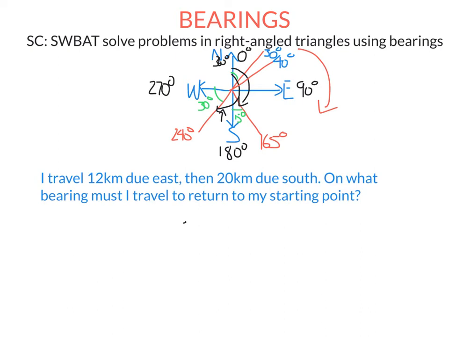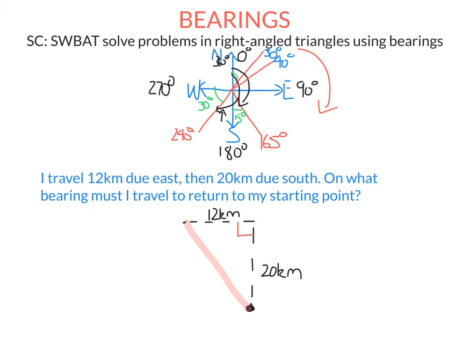So let's start here. Let's say this is my starting point. 12 kilometers due east means I go 12 kilometers exactly east, and then I'm going to go 20 kilometers due south. So I'm going to end up here. Now I know that east and south are at right angles, so I've added an extra line to make this into a right-angled triangle. I went from here to here, and I'm now down here. I want to know the bearing from here to here, so I will need to find this angle. That will tell me about the bearing.